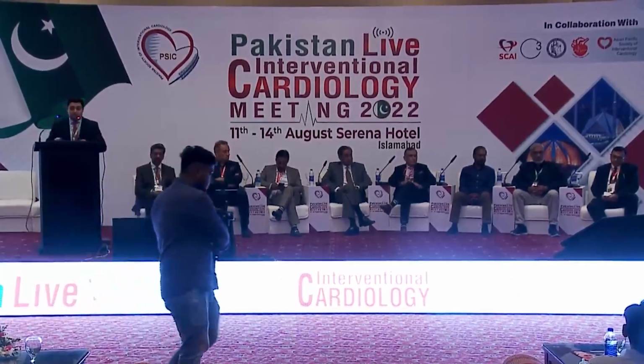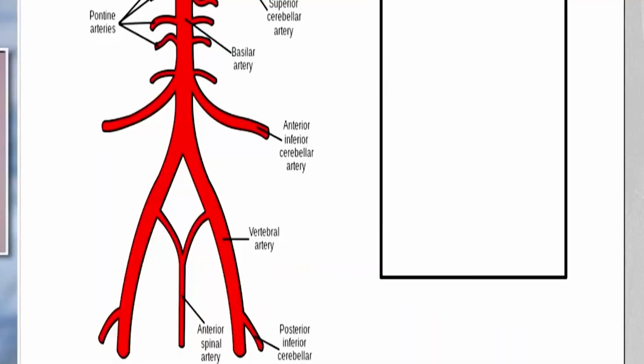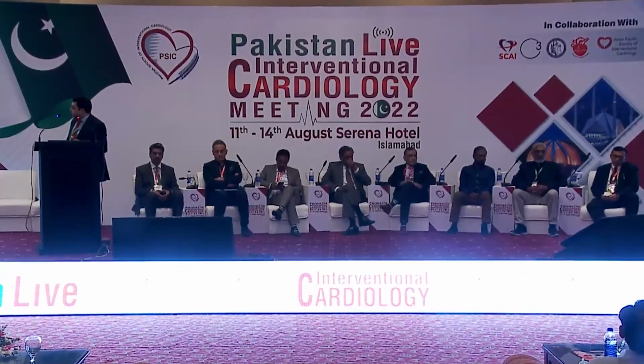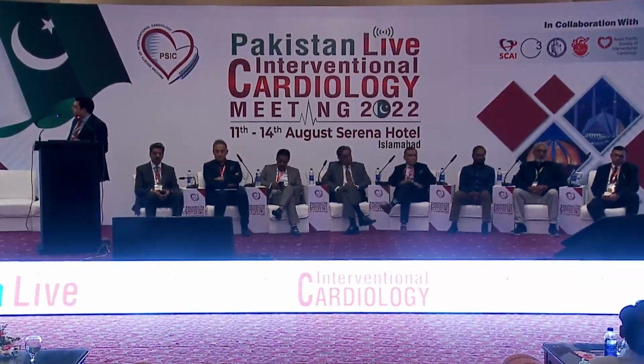So you can see I've brought this regular anatomy, and in this case, we took a right femoral sheath, 6 French access, and the left vertebral was engaged with a SIM2 catheter. So this is the normal anatomy. You can see both the vertebral arteries joining and forming the basilar, and then both the right and left PCAs, posterior cerebral arteries, are given. Here you can see the anatomy was slightly different.